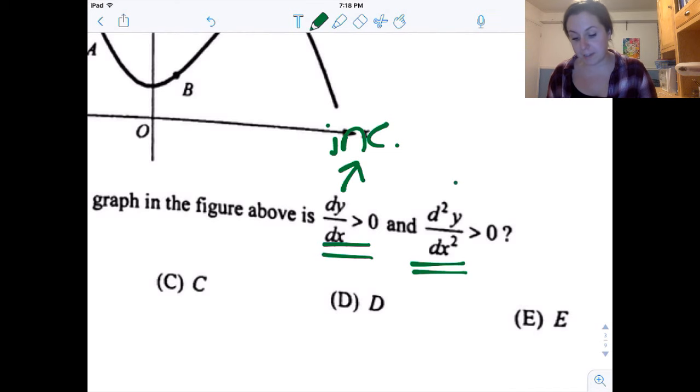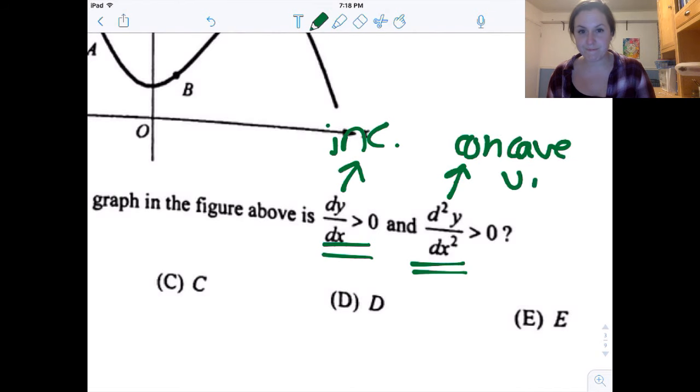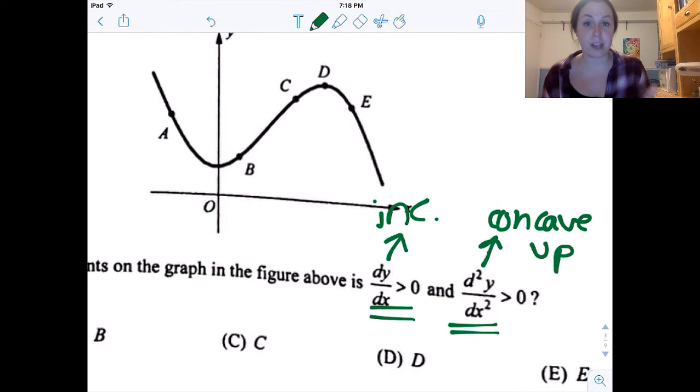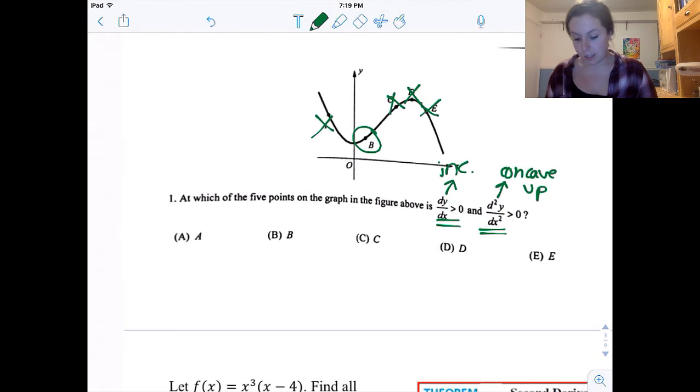If the second derivative of y is positive, that means y should be concave up. So I'm looking for a point where y is both increasing and concave up. Well, at A, it's decreasing. At B, that looks like a contender, increasing and concave up. At C, it's concave down. At D, it's concave down. At E, it's concave down. So B would be my solution here.